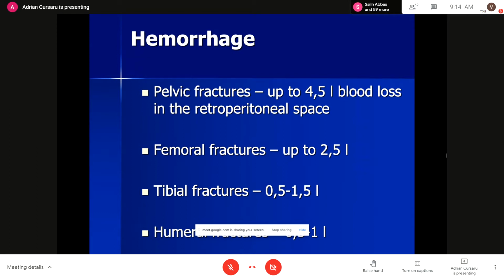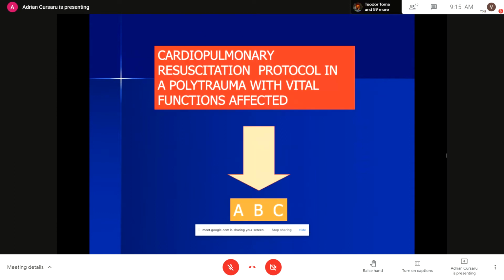shock. In pelvic fractures, we have blood loss of 4 to 5 liters. In femoral fractures, we have 2 to 3 liters of blood. In tibial fractures, it could be 1 to 2 liters of blood, and in humerus fractures 1 liter. It is very important to apply a cardiopulmonary resuscitation protocol in a polytrauma with vital functions affected. We have the ABC for life support. It is very important for all of you to know the ABC that we have to apply in those patients.